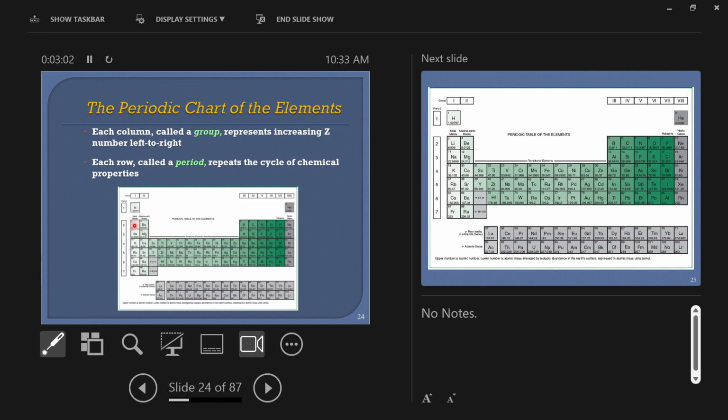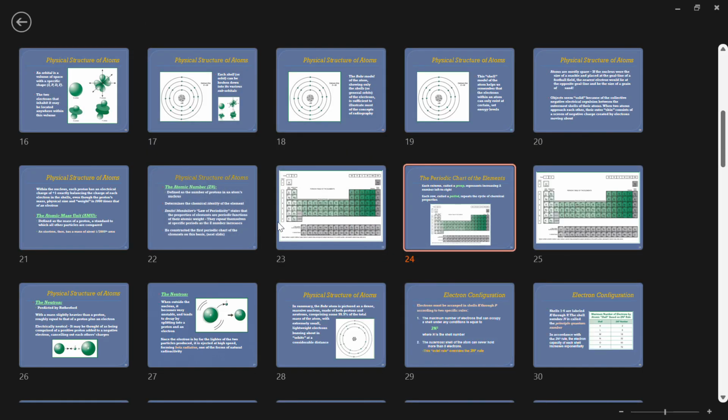Group 2, one column over, all of those are going to act chemically the same as each other. So every element in each column acts chemically the same. Every group represents a column, and every element in that column behaves chemically the same. Let's move on.